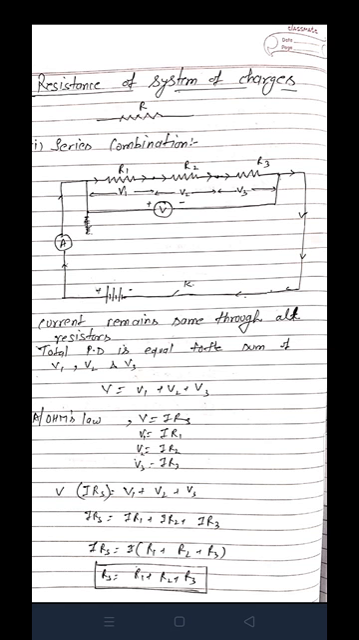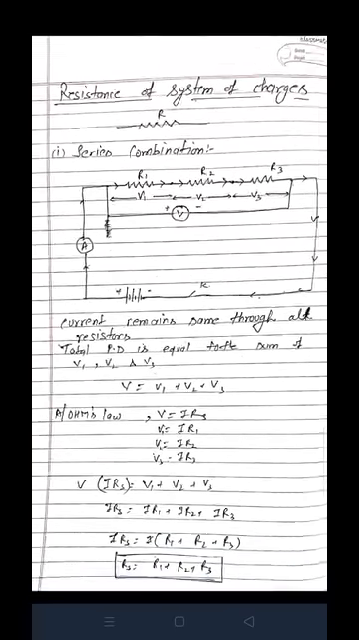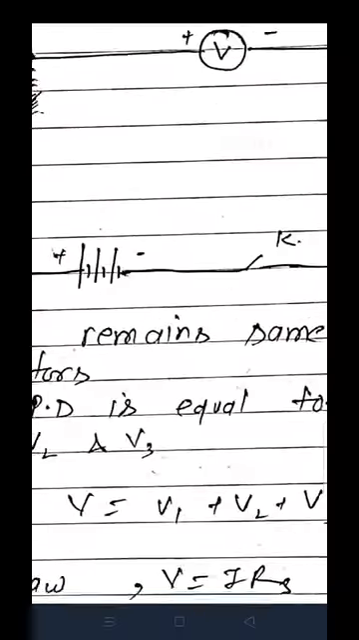In the series combination, the potential difference of each resistor is different, that is V1, V2 and V3, but overall what is the potential difference? That is V only, as you can see over here. Now current remains the same through all the resistors, and the total of V1, V2 and V3 will give the total potential difference V across the whole circuit. So we can use that V equals V1 plus V2 plus V3.